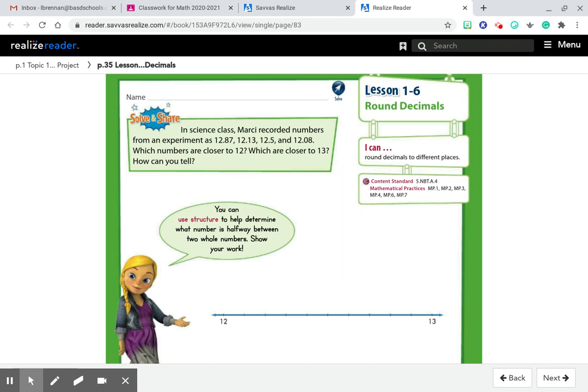In science class, Marcy recorded numbers from an experiment as 12 and 87 hundredths, 12 and 13 hundredths, 12 and 5 tenths, and 12 and 8 hundredths. Which numbers are closer to 12, which are closer to 13, and how can you tell?